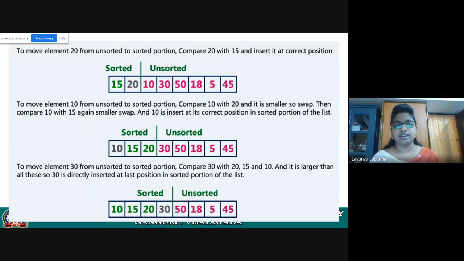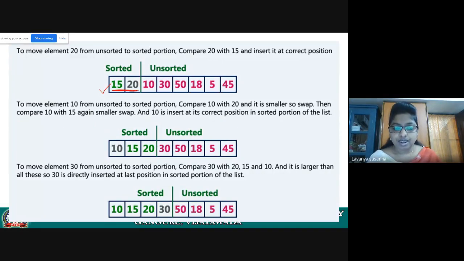Now, next, move the second element. The first element you have already moved to the sorted list. Move the second element into the sorted list and then arrange these elements in ascending order. After moving, insert element 20 into the sorted list and arrange the elements in ascending order. Which elements? 15 and 20. See here, 15, 20. In ascending order, we have arranged.